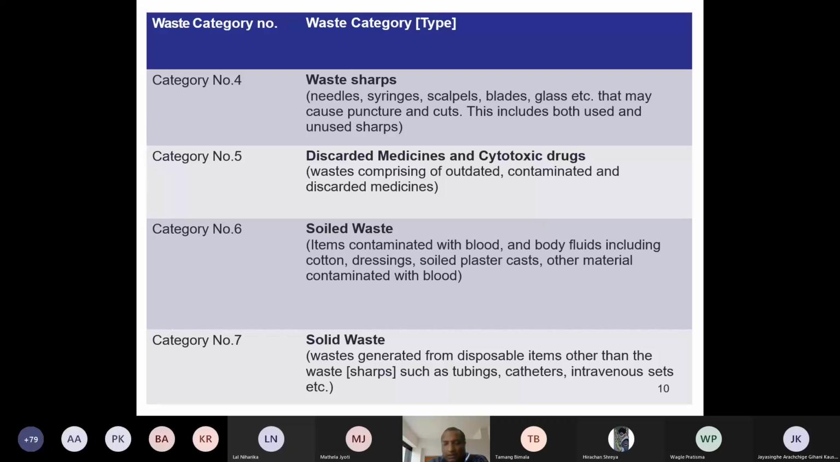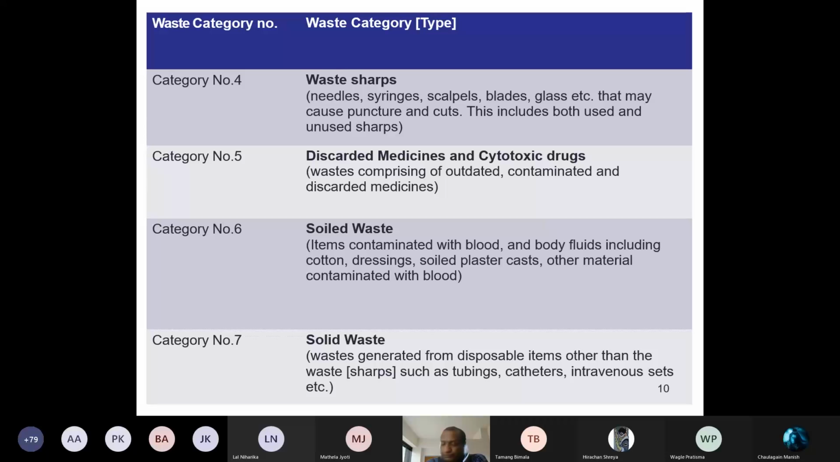So number one is anatomical waste. Number two, animal waste, which is used for research purposes, especially in microbiology and other research units. Number three, microbiology and biotechnology waste. These cases are very sensitive, so we have to handle them carefully, because when we deal with specimens in pathology, we deal with body tissues for biopsy and so on.